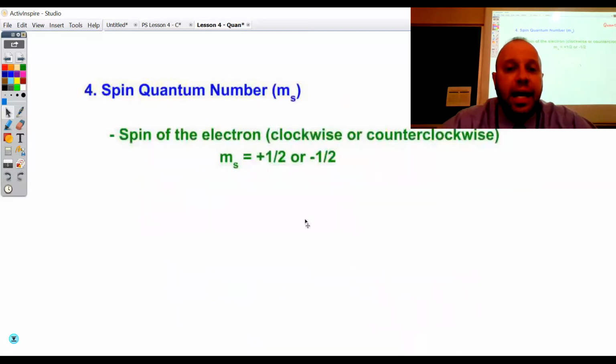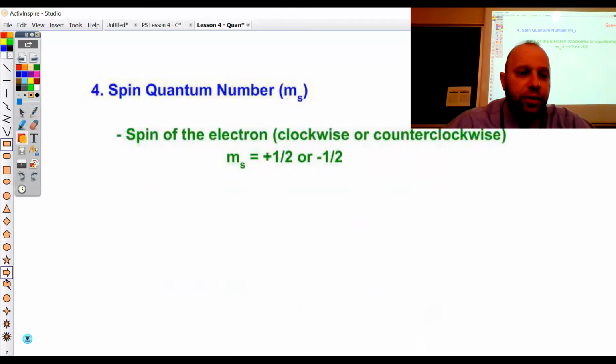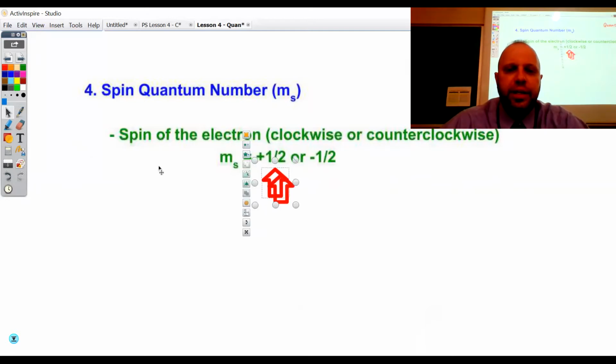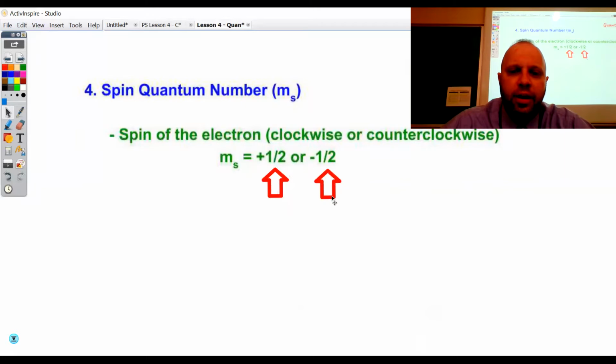All right, and finally, the last one that we're going to talk about is called spin quantum number. So if the arrow is pointing up, then we're going to use the value positive 1/2. And if the arrow is pointing down, we're going to use the value negative 1/2. So I'm going to take my little arrow here. We're going to just spin this so that for an up arrow, we're going to call that positive 1/2. And then if we have a down arrow, so I'll spin this around, we're going to call that negative 1/2.